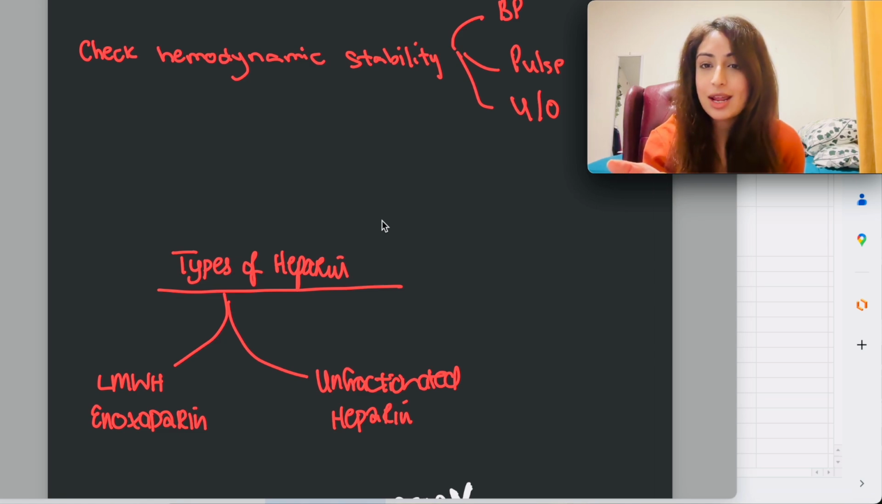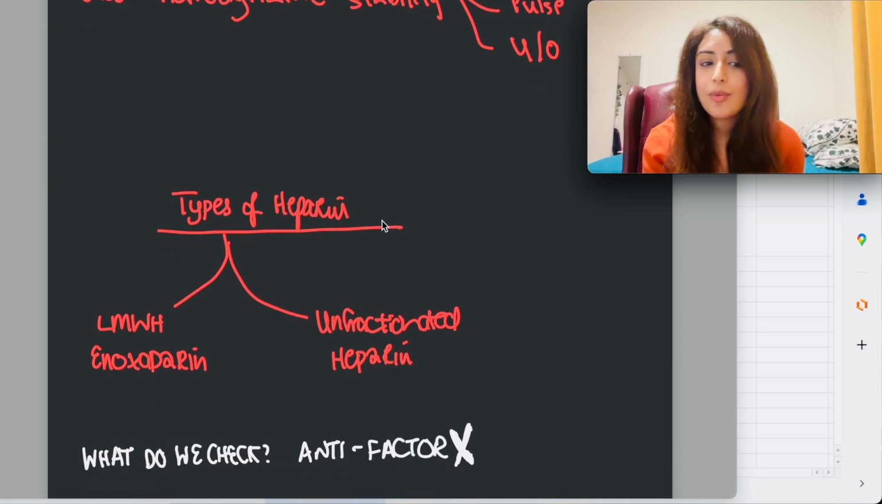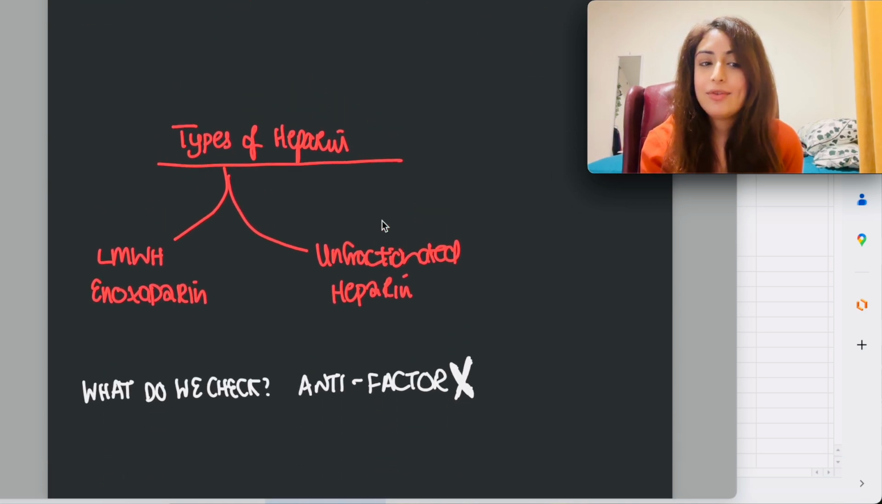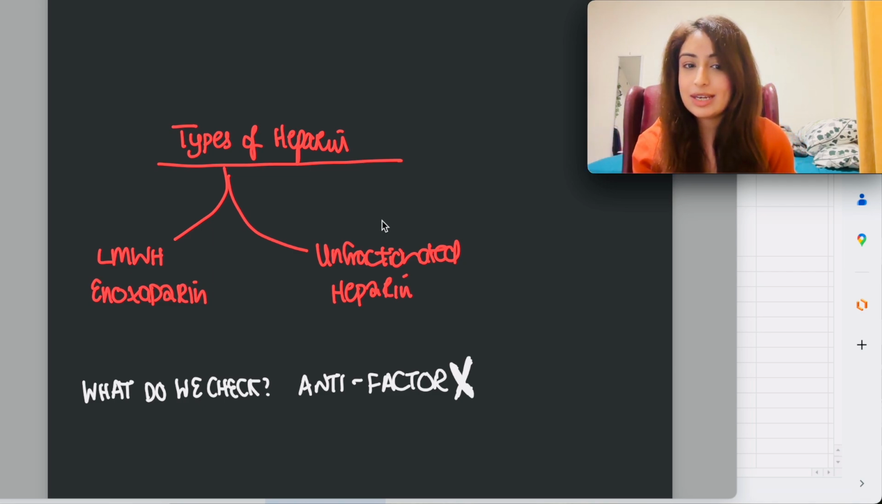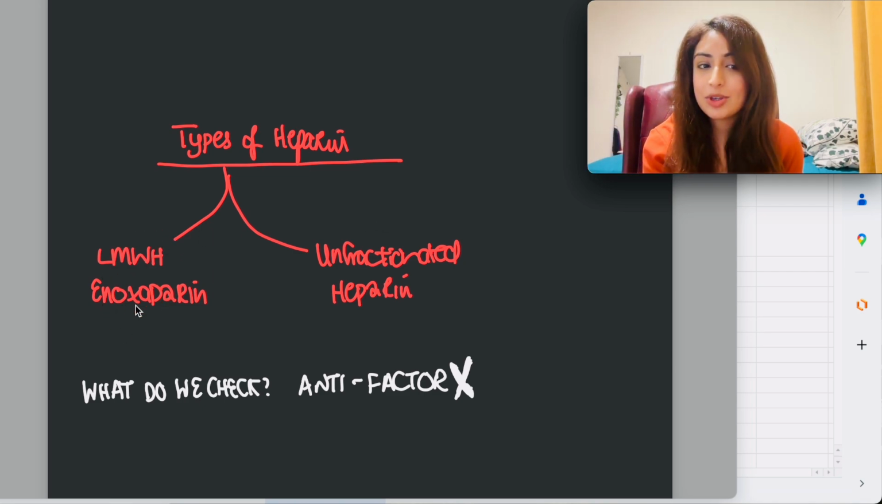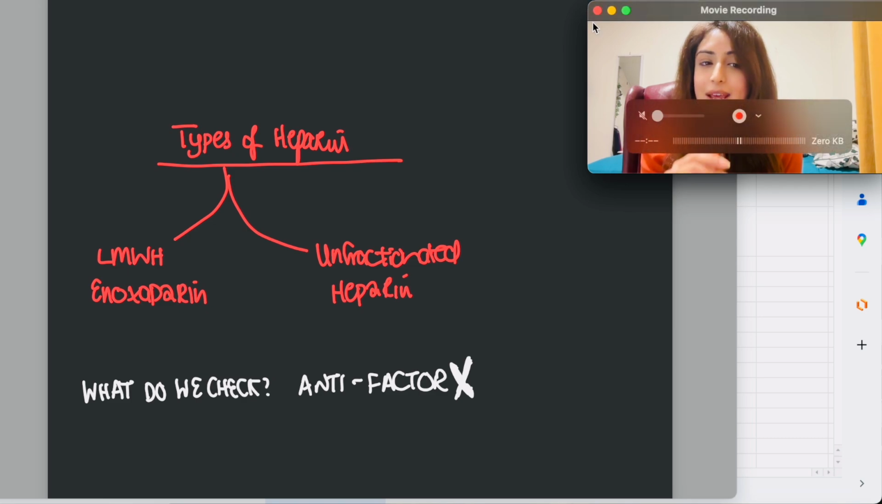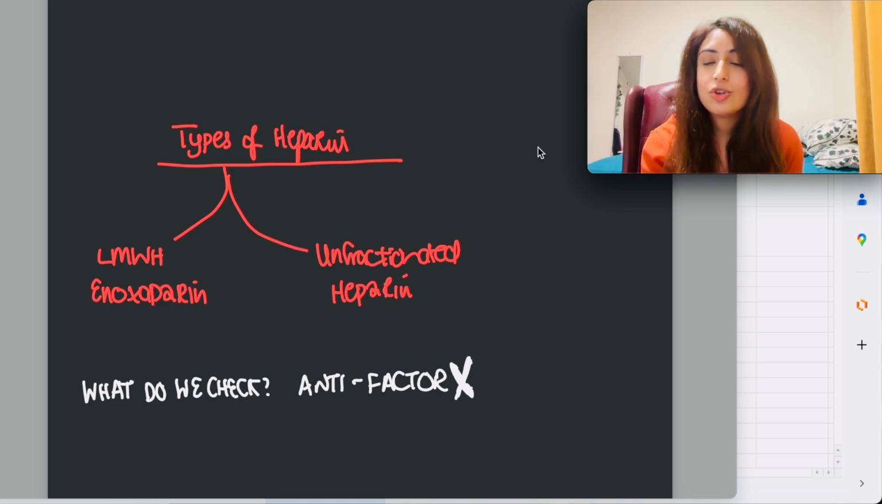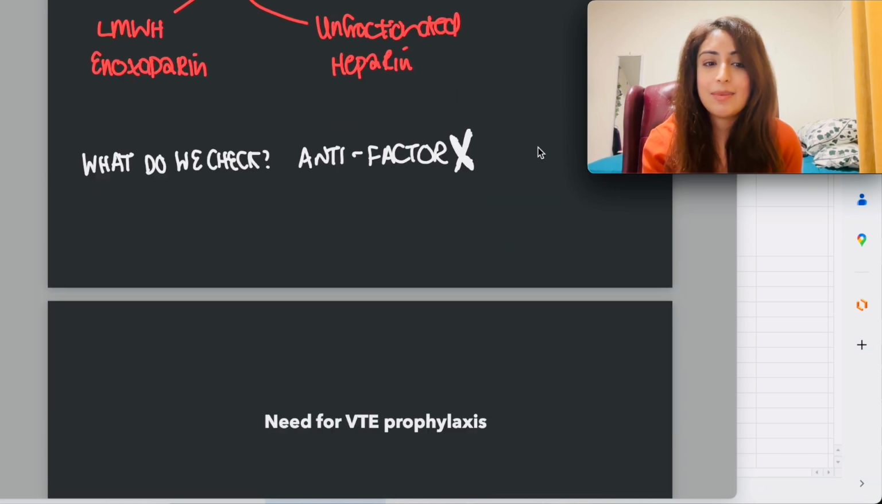What are we checking for each patient? We're checking their hemodynamic stability by checking their blood pressure, their pulse, and their urine output. What are the two types of heparin? You have low molecular weight heparin, which is known as enoxaparin, and you have unfractionated heparin. Enoxaparin is given as a subcutaneous injection. Unfractionated heparin is given as an IV infusion. And to check the profile of these drugs, we check anti-factor 10A because that's what's being inhibited in these patients.